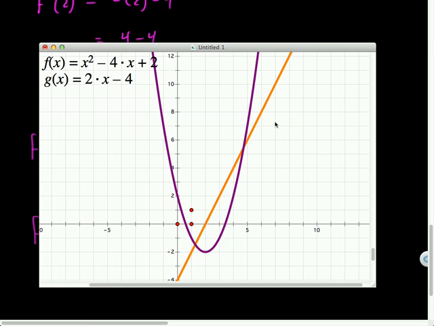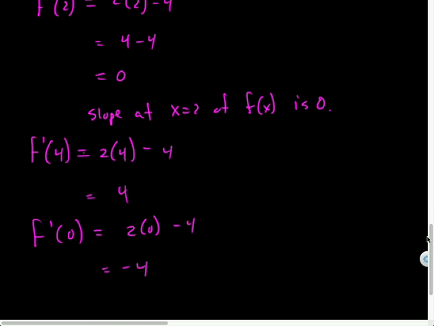So, the slope of the parabola is the y value of the derivative line at that same x value. You got it, 100%. The slope of the parabola is the y value of the orange, all right? The y value of the derivative is the slope of the original function. So that's the big idea. All right, good stuff. Let me shut this down.